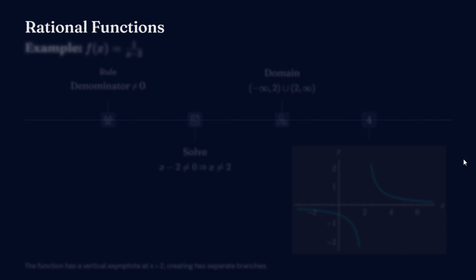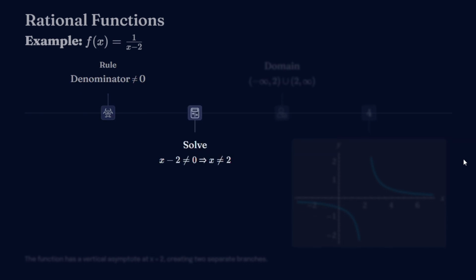Now, how about rational functions? In this example, a rational function is f of x equals 1 over x minus 2. So the rule here is that the denominator cannot be equal to 0 because you cannot divide by 0. That will make your function undefined.